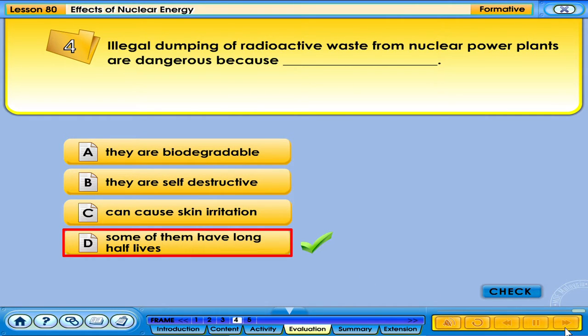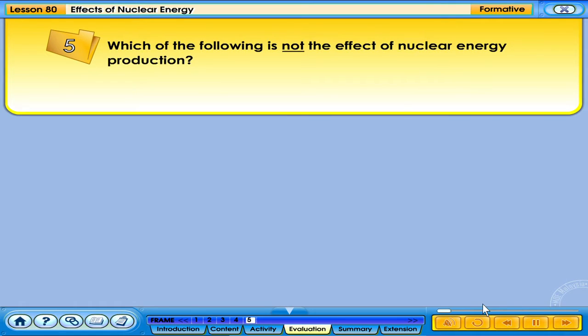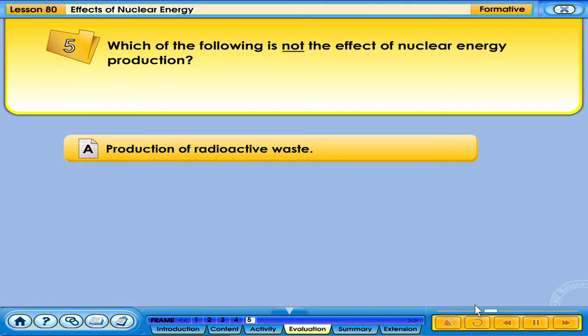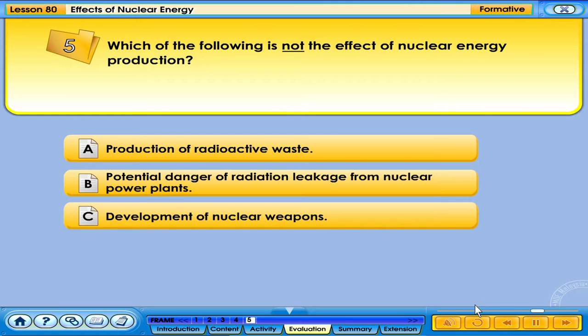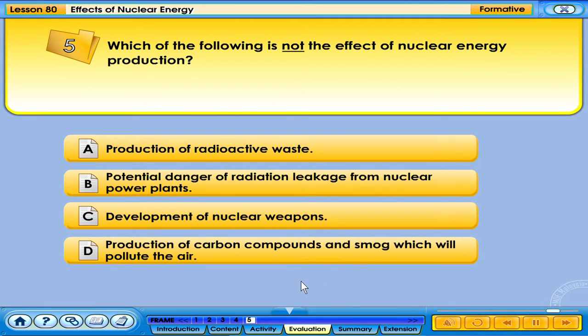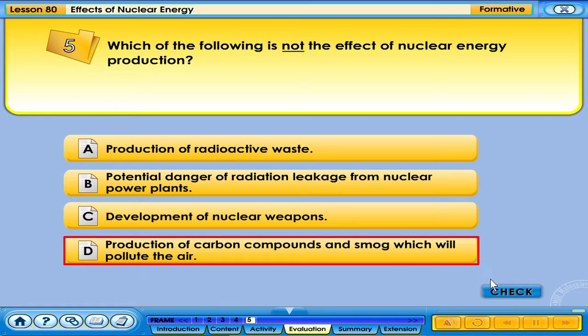Your answer is correct. Which of the following is not the effect of nuclear energy production? A. Production of radioactive waste. B. Potential danger of radiation leakage from nuclear power plants. C. Development of nuclear weapons. D. Production of carbon compounds and smog which will pollute the air. Your answer is correct.